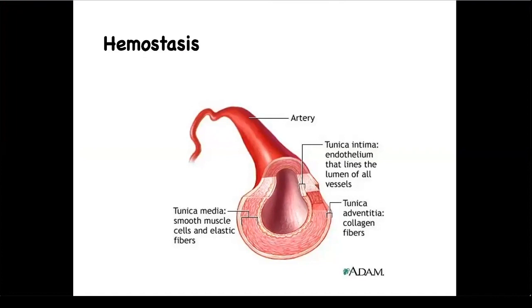Tunica intima is the innermost layer, and it lines the lumen of the blood vessel. It consists of simple squamous epithelium called endothelium. The middle layer is the tunica media, and it consists primarily of smooth muscle and elastic fibers. The outermost layer is the tunica adventitia or tunica externa, and in this layer you have collagen fibers.